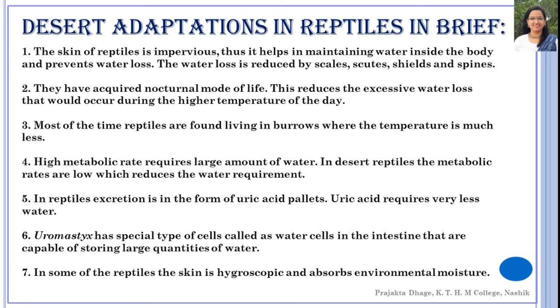Now Uromastyx is an organism that has a special type of cells called water cells in the intestine that are capable of storing large quantities of water. In some of the reptiles, the skin is hygroscopic. It is going to absorb environmental moisture. Okay, so these were all about the desert adaptations in reptiles.